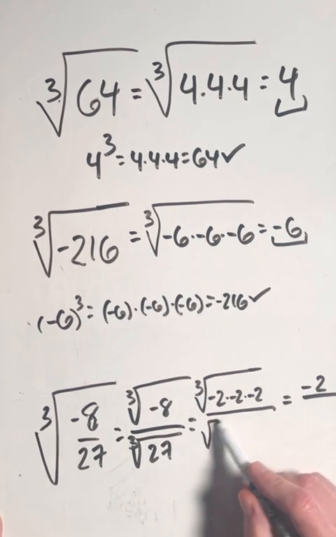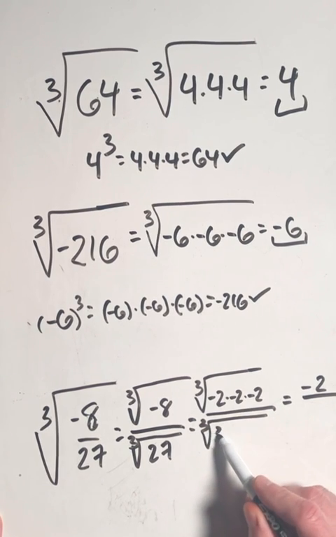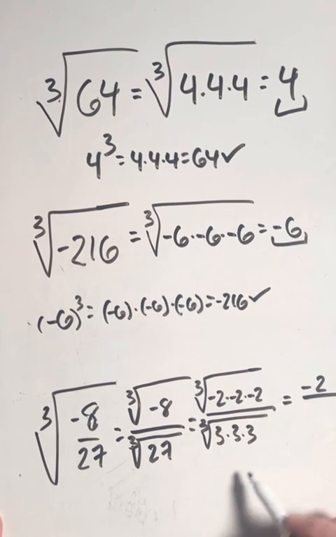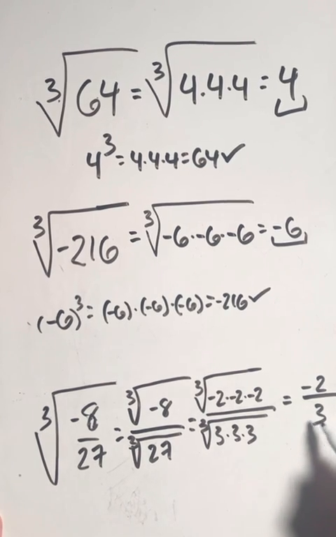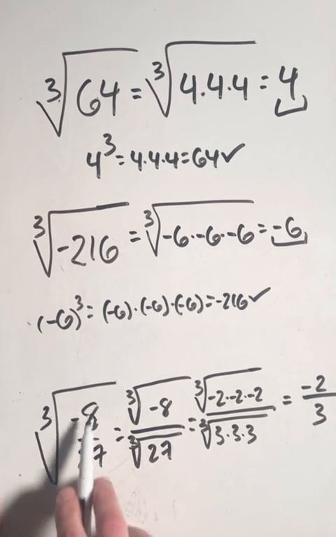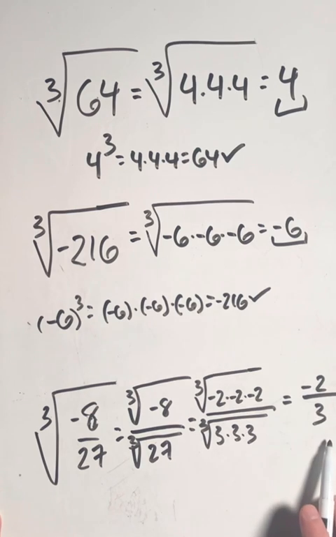Now in my denominator, the cube root of 27, well, that's a perfect cube. That's just 3 times 3 times 3. So the cube root of 27 would be 3. So the cube root of negative 8/27 would be negative 2/3.